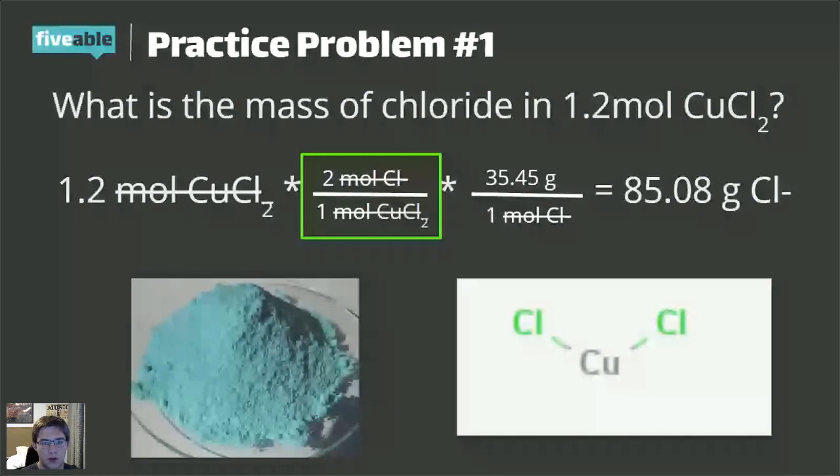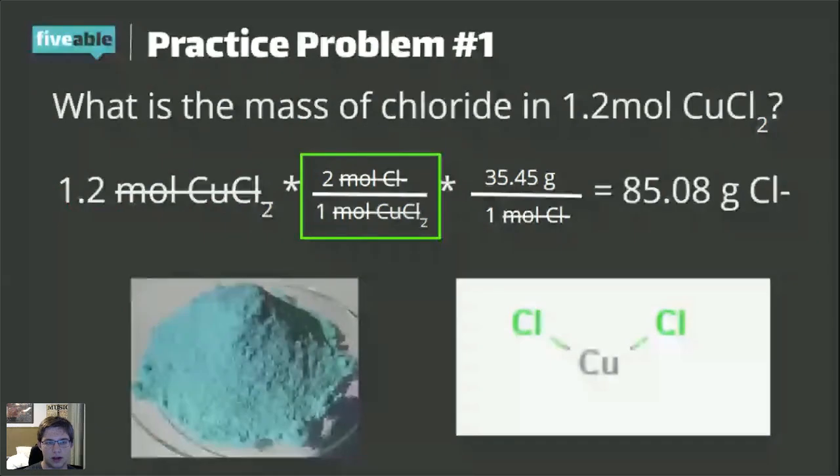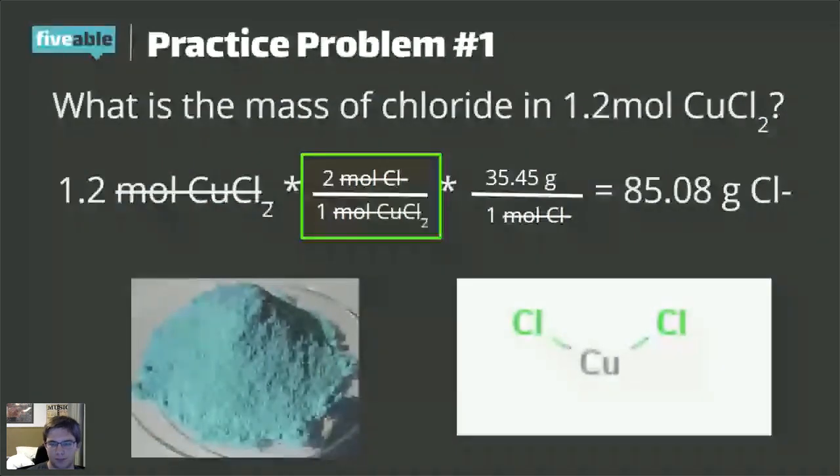So if we get together 6.022 times 10 to the 23rd copper 2 chlorides, we'll have double the amount of chloride as we will copper. And that's really why the mole is so important, because it can help you look at the amount of something that you have relative to another thing. So we use this conversion factor, and this right here will give us the number of moles of chloride in 1.2 moles of copper 2 chloride.